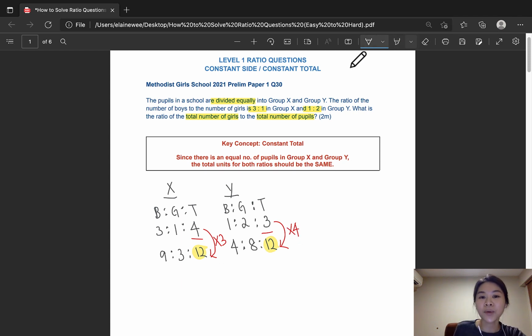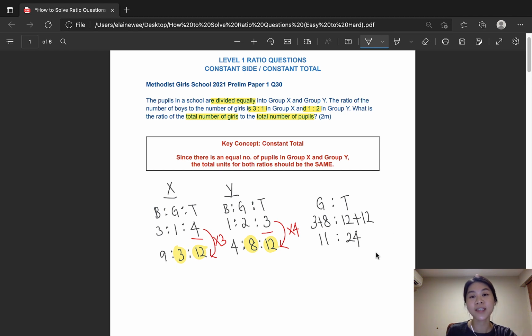Okay, so let's read the question again. We want to have the ratio of the total number of girls to the total number of pupils. So the total number of girls is reflected here and here. And the total number of units is already highlighted. So let's do a quick calculation. The girls to the total students would be 3 plus 8 over here and 12 plus 12 over here. That would give us 11 to 24. Now, since 11 and 24 cannot be reduced to a simpler form, this would be our final answer.